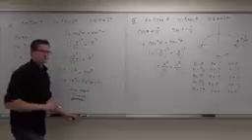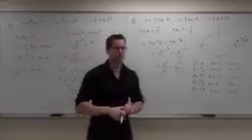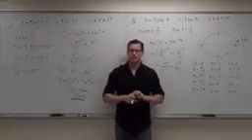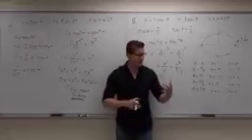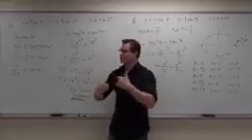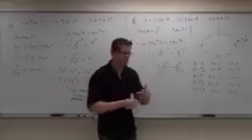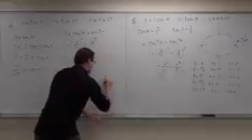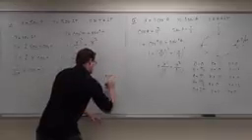What's that one tell you? If y is being squared, about the x-axis, that's right. Because when I plug in y equals 1 or y equals negative 1, I would get the same x out. Well, that means it's symmetrical about the x-axis.